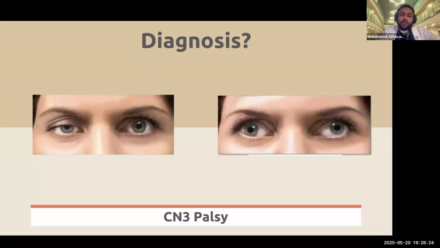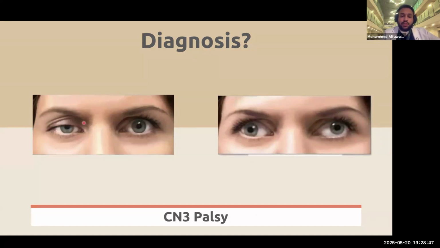Why is this eye looking down and out? Because the superior oblique is normal and the lateral rectus is normal, so they will pull this eye this way. Okay? Because the superior oblique is supplied by the trochlear, and the abducens supplies the lateral rectus. So the eye can only move down and out. It cannot move anywhere else. So this is cranial nerve 3 palsy, oculomotor nerve palsy.